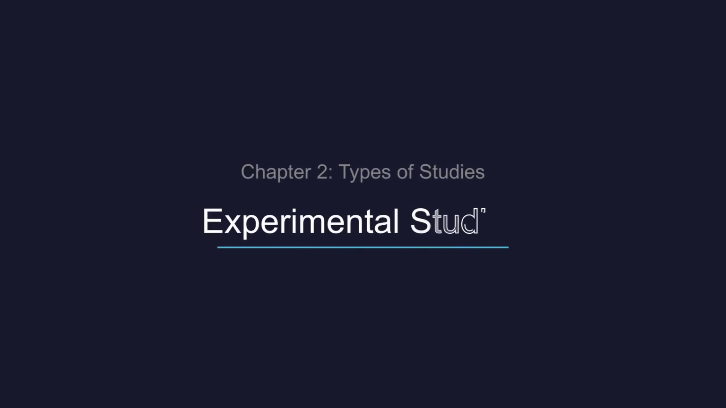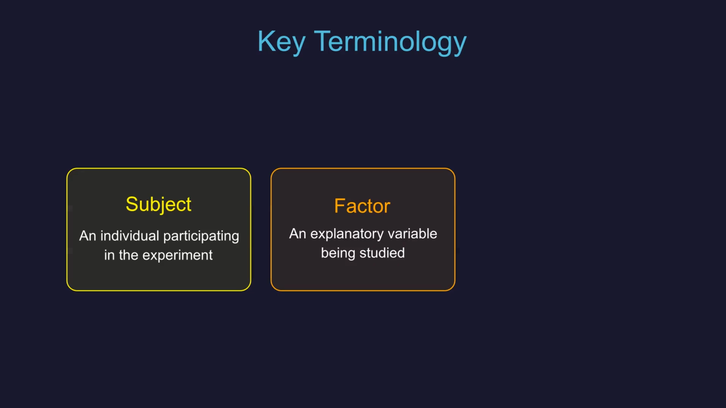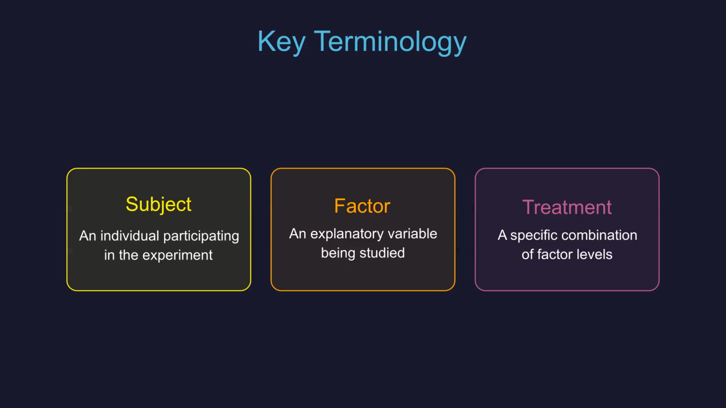Experimental studies. Let's explore how controlled experiments work in biostatistics. Before we dive in, let's define some key terms. A subject is an individual who participates in the experiment. A factor is an explanatory variable being studied. An experiment may address multiple factors simultaneously. A treatment is a specific combination of factor levels that a subject receives.